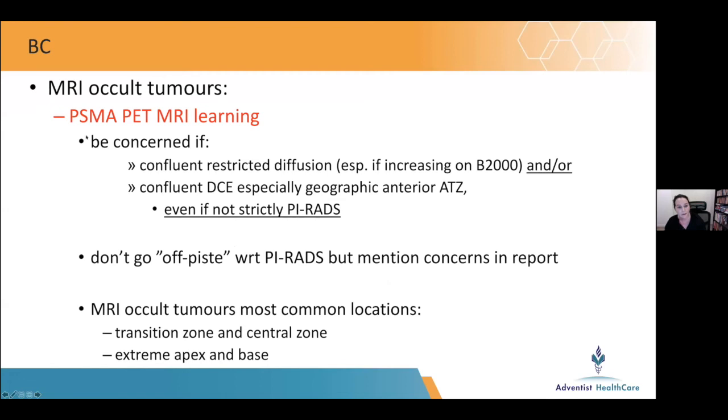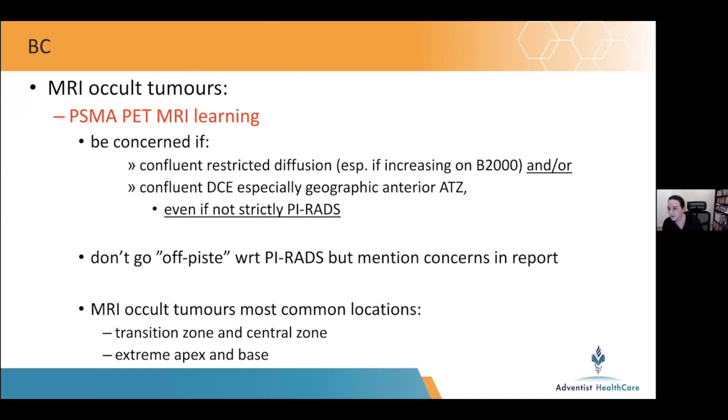And so this is one of our big PET MRI learnings, is particularly we're missing tumours in the central zones. But if you go back, if there is very confluent restricted diffusion, and if there is that very confluent contrast and enhancement pattern, and we found also not in the central zone, but in that anterior paramedian transition zone, particularly when it's very geographic and asymmetric, then to be worried, particularly if it's not strictly PIRADS, and to mention this in your report, because PSMA also reflects vascularity.